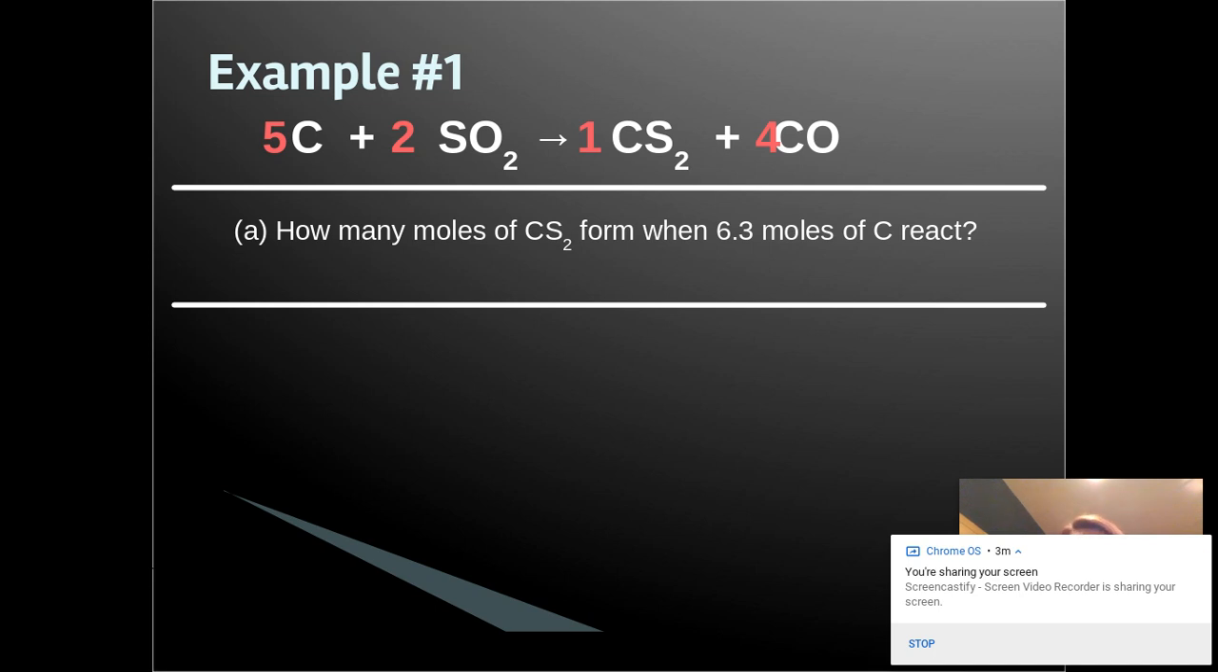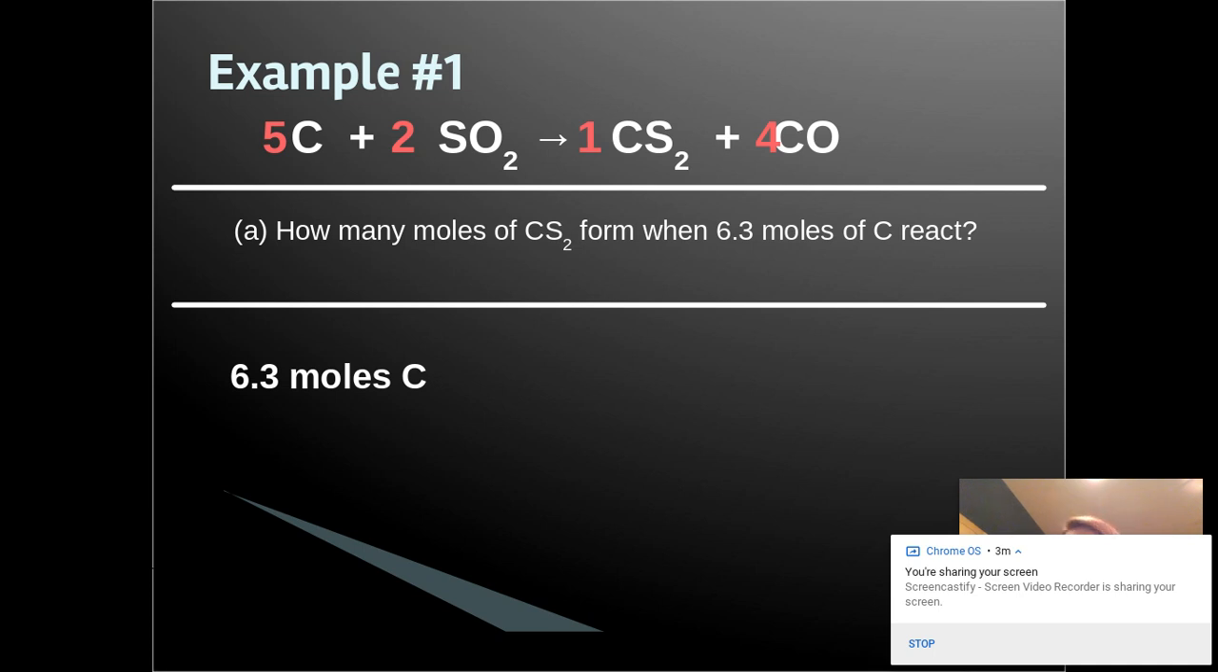All right, so we've balanced the equation. That's the first job. And now we're going to go ahead and set up the equation. So you write down what you have. Let's read the question. How many moles of CS2 form? Well, we don't have that. When 6.3 moles of carbon react, we have the 6.3 moles of carbon. So we're going to write that down.